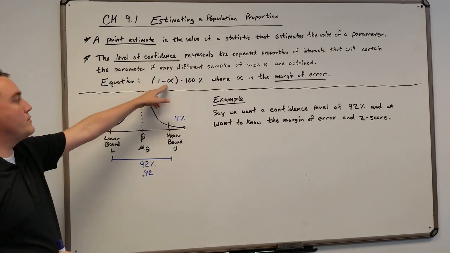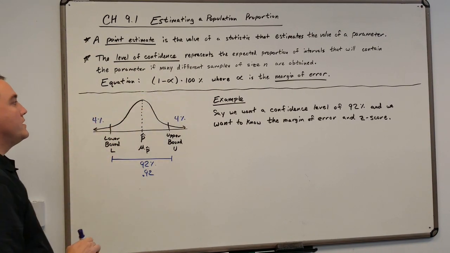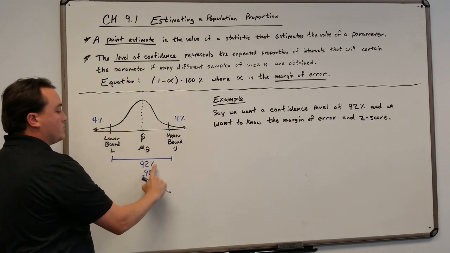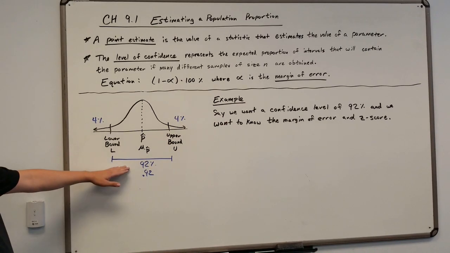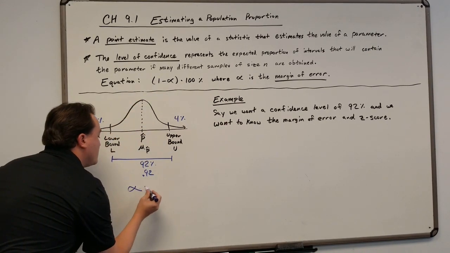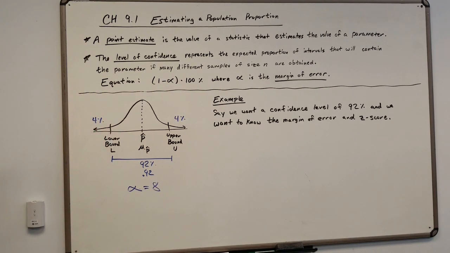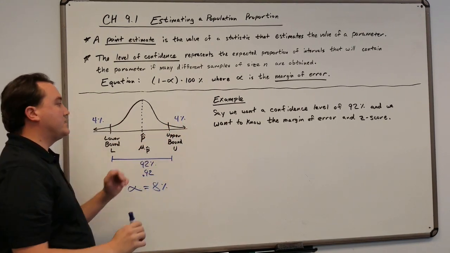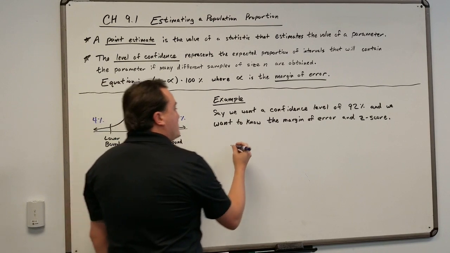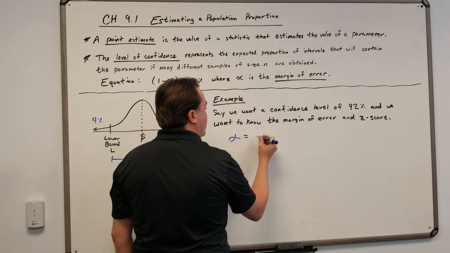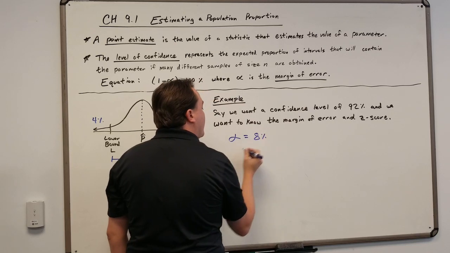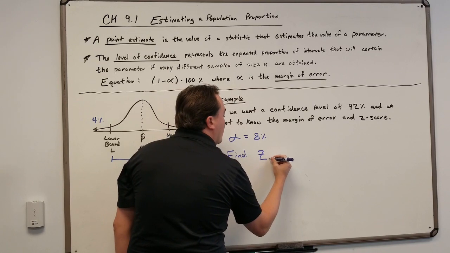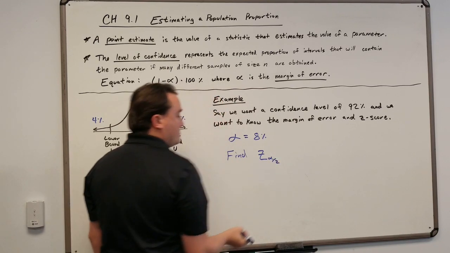If we plug our number into this equation, we get 1 minus 8%, because 92% is our confidence interval, so that means alpha is 8. But we don't deal with the number 8 anyways. We deal with the 4%, because that is going to tell us the z-scores, right? So we have our margin of error is 8. But we want to find the z-score for 4%, or alpha over 2, okay?